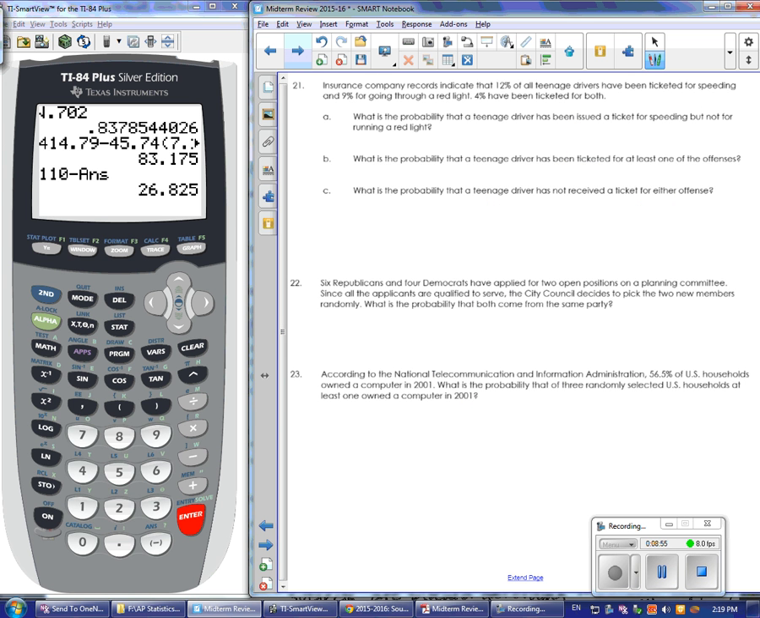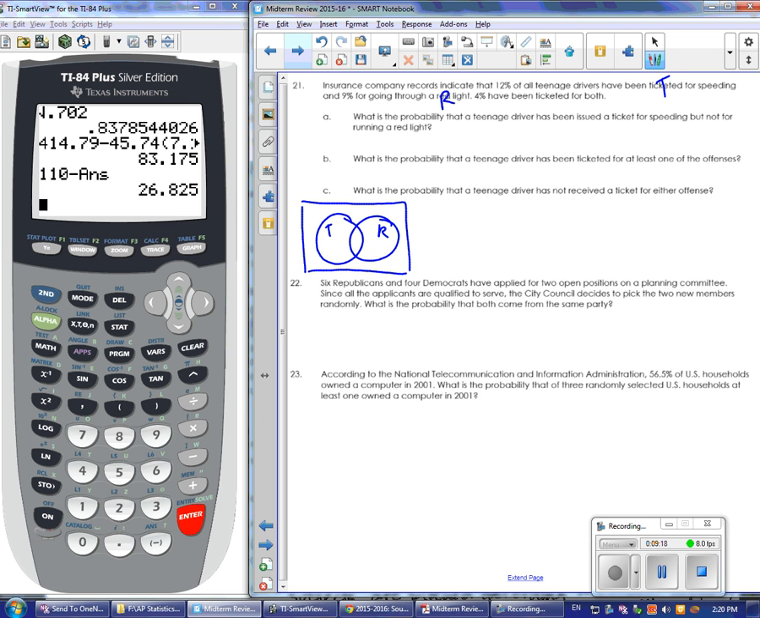Okay. Number 21 helps to draw a Venn diagram. It says insurance company records indicate that 12% of all teenage drivers have been ticketed for speeding and 9% for going through a red light. 4% have been ticketed for both. So I'm going to go ahead and draw a Venn diagram here. I'm going to use T for ticket, R for red.